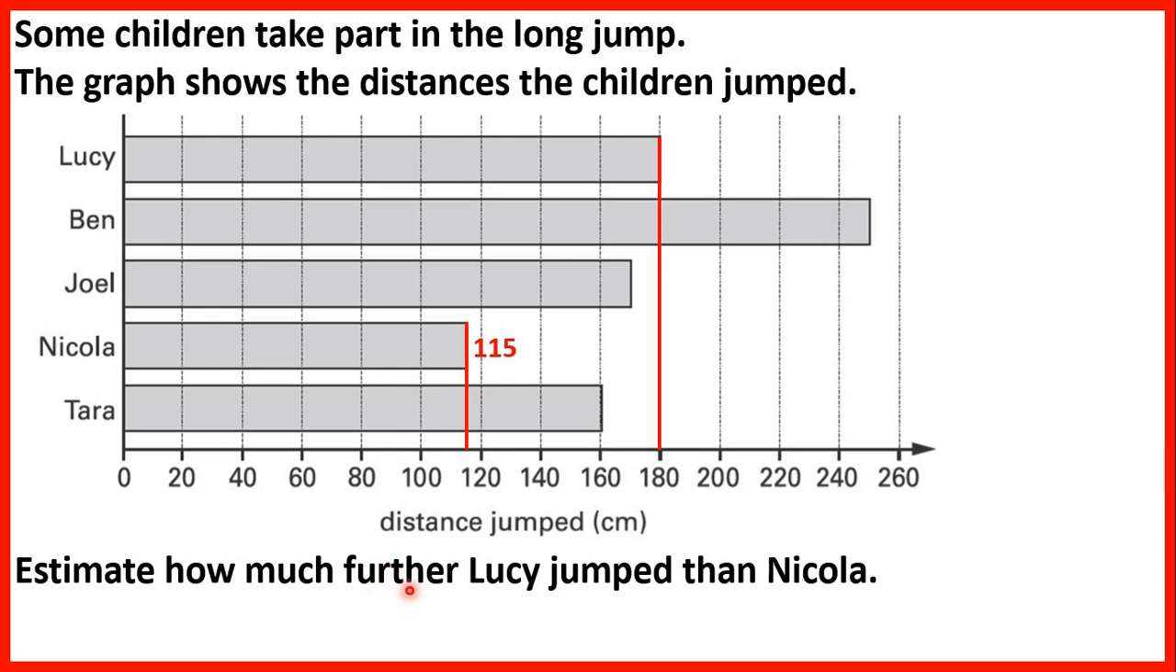Now we want to know how much further, so we need to compare these values, so to find the difference. And to do that, we use subtraction. 180 minus 115 equals 65. So Lucy jumped 65 centimetres further than Nicola.